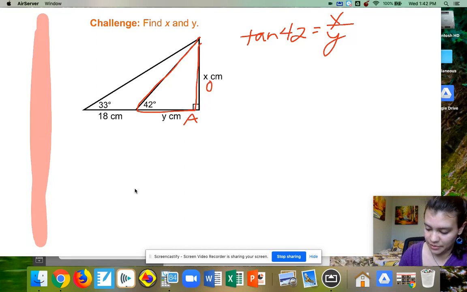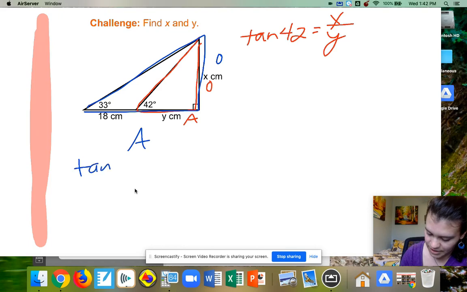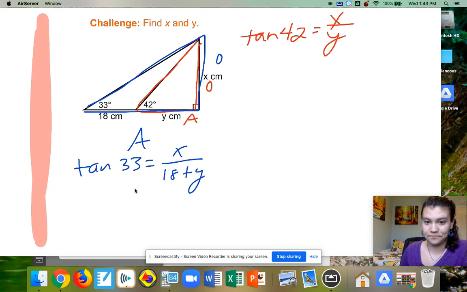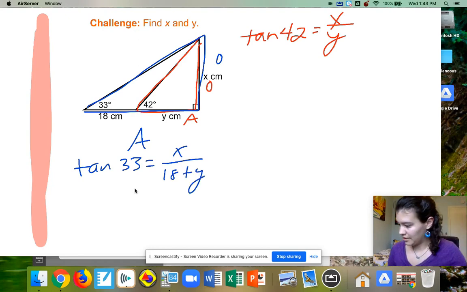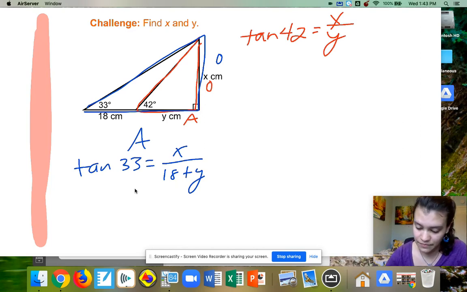And then if I set up the other triangle, we still have opposite over here and adjacent. Tangent of 33 is then going to equal x over 18 plus y. And now at this point, we want to figure out or substitute one thing in. So I'm going to solve this first one up here for x.